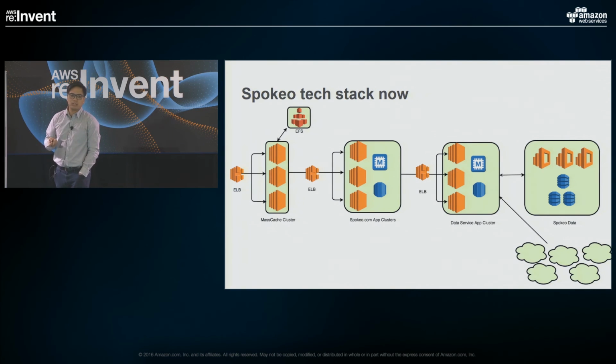So this is what our tech stack looks like today. People come in through an ELB, they hit a mass cache cluster. Mass cache cluster talks to EFS as our storage engine. And then if we don't have that data, we trickle down to our app servers to generate that HTML.